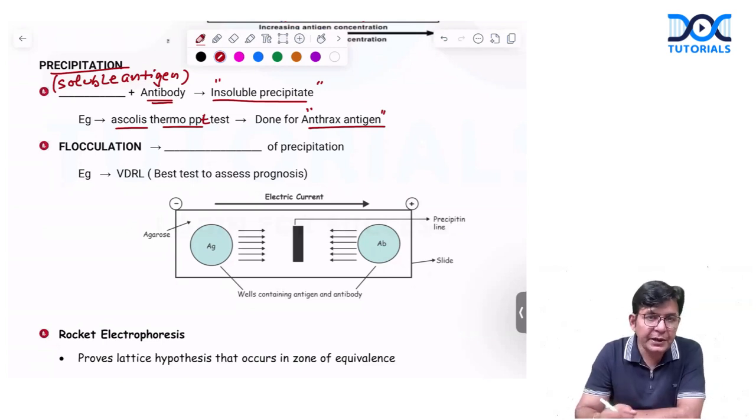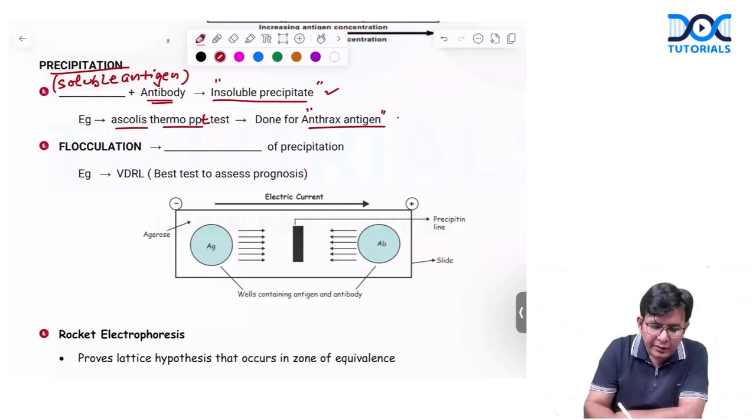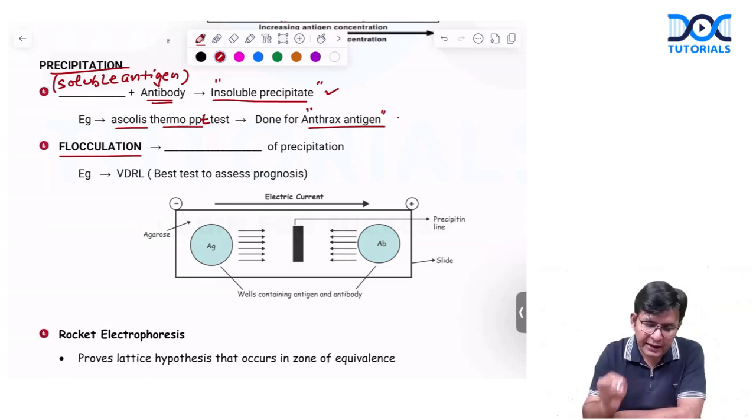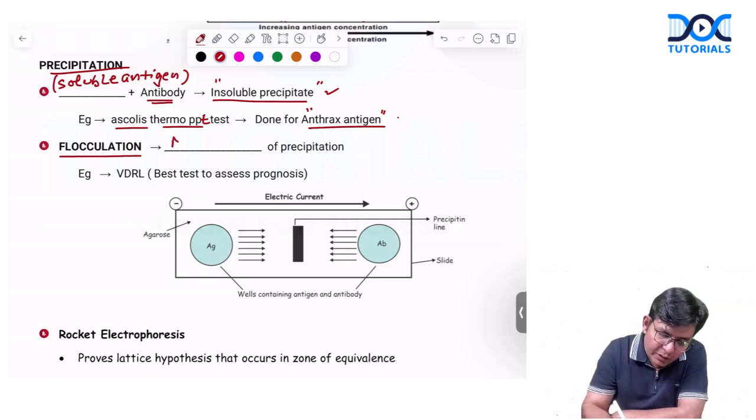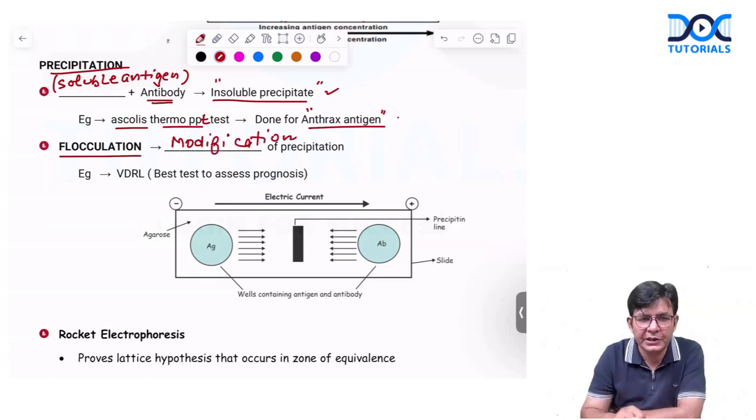Okay, and precipitation, why are we calling it precipitation? Because in this, what is produced, guys? An insoluble precipitate. So insoluble precipitate is not easy to see. That's why these methods are obsolete now. Nobody does them. Okay. Flocculation is still done, and flocculation is a modification of precipitation only. What is flocculation? It's a modification of precipitation only.